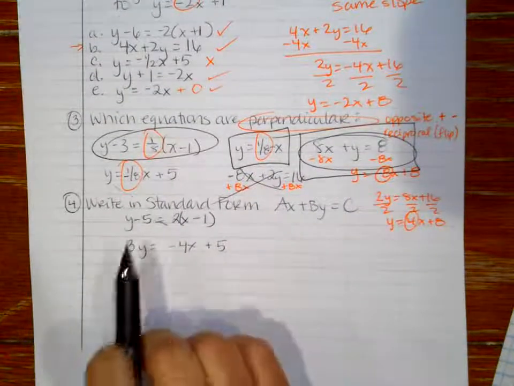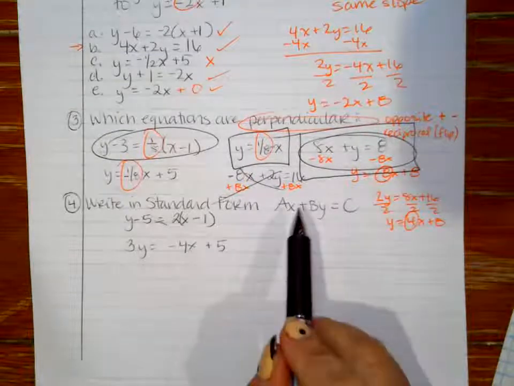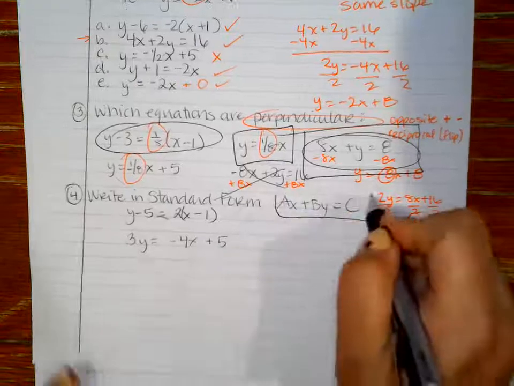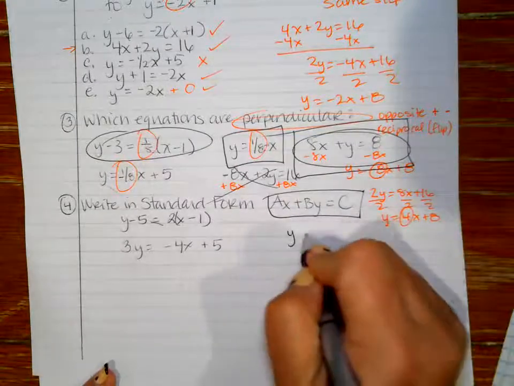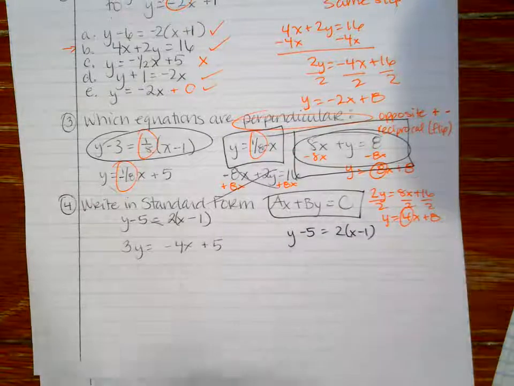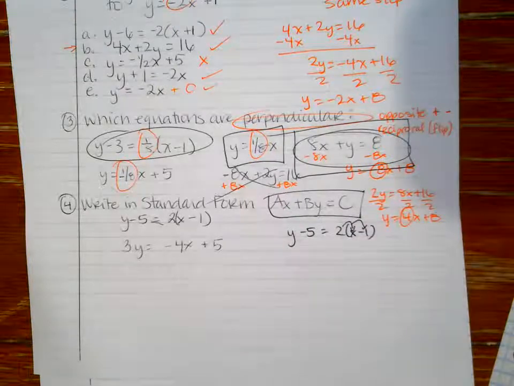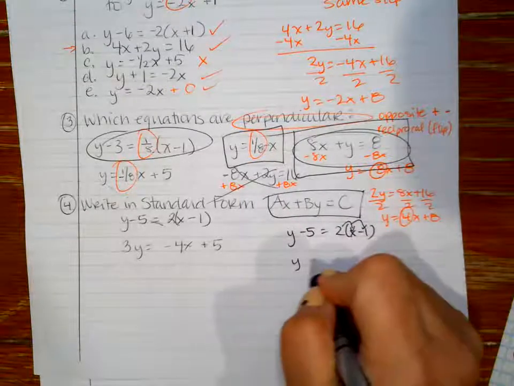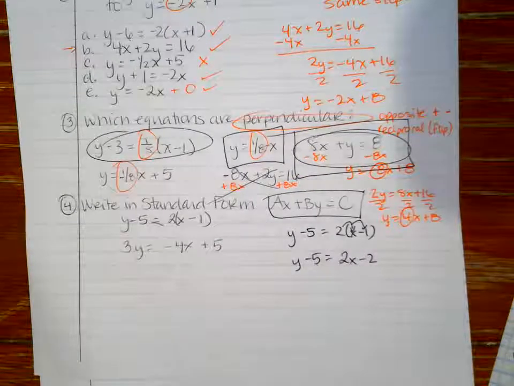Let's get to number 4. Writing these in standard form. Okay, basically, you're just manipulating the equation to make it look like that. There's our goal. We want it to look like that. Okay, I'm going to move this over here so I have some more space. In order to do this, I'm going to distribute that first. So that's going to give me y minus 5 equals 2x minus 2.